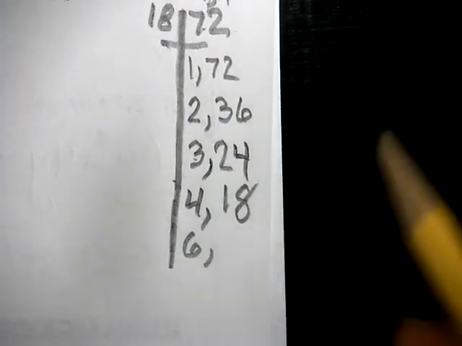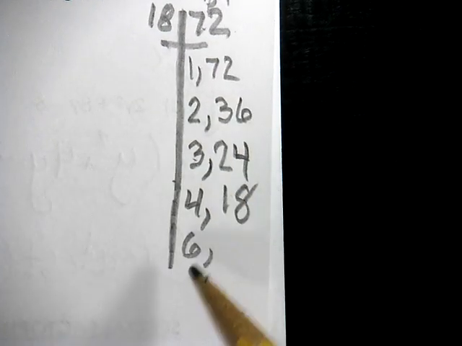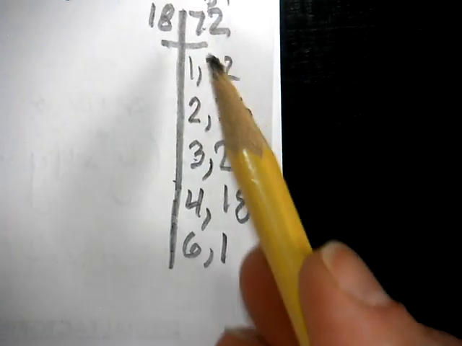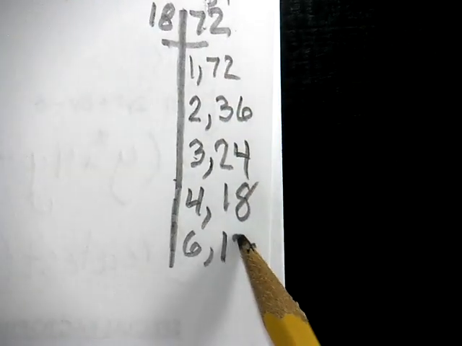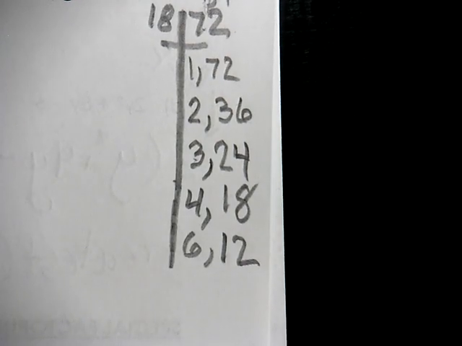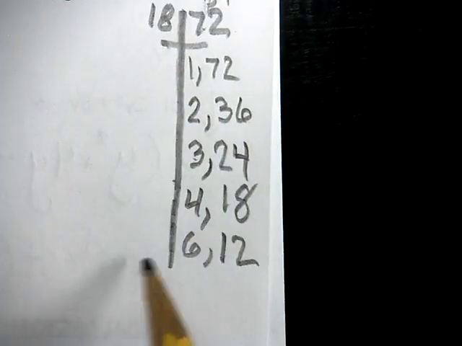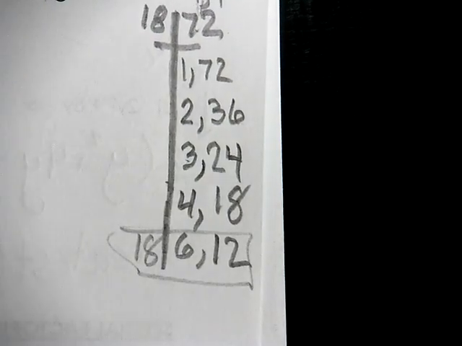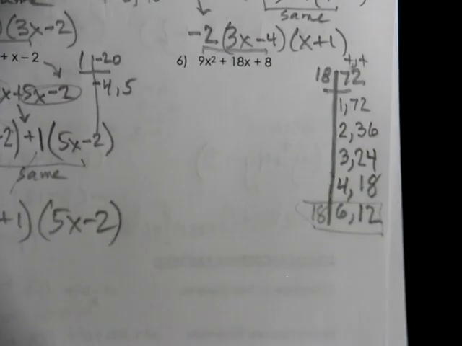6, if 2 and 3 both go into 72, then I know 6 has to go into 72. 6 goes into 7 1 time with 1 left over. 6 goes into 12 2 times, so 6 times 12 must be 72. And wait a minute, those add to be 18. There's my answer. So I was able to work my way down. That's the toughest part. If you're good with your multiples, you can reach that a little bit quicker.